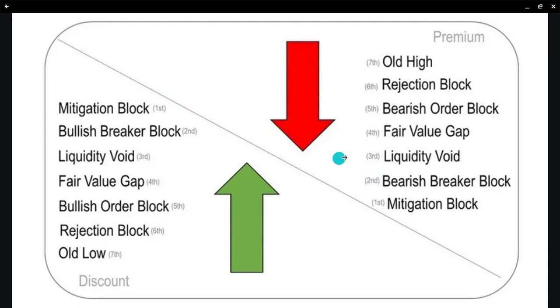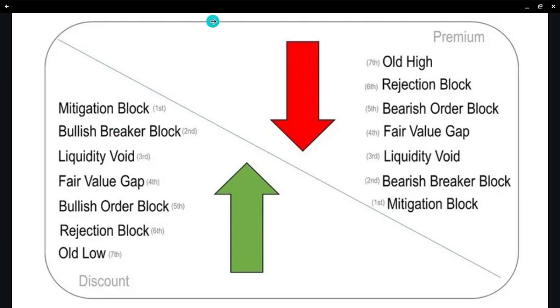If this fails, the liquidity void. If this fails, the fair value gap. If this fails, it's going to stop at the bearish order block, and then if it's disrespected, the rejection block, and then finally taking out the old high. Same goes in the opposite direction.